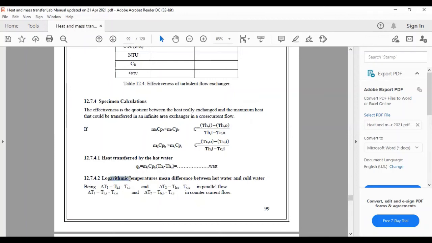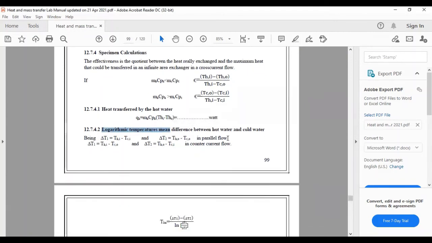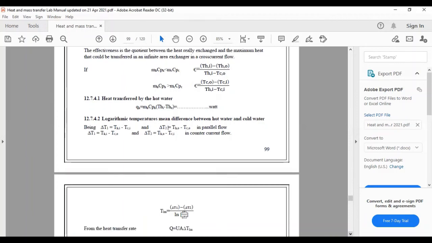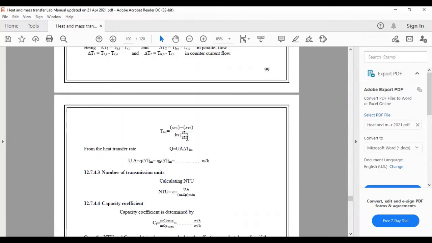Similarly, we will calculate the logarithmic mean temperature difference. I already have mentioned that in case of parallel flow, you will use this formula for delta T1, and this one formula is given for delta T2. Some parameters will change for the counter current flow. Some changes are for delta T1. For example, delta T1 for parallel flow is THI minus TCI, but for counter flow, this is THI minus TCO. Similarly for delta T2, and we will use these values of delta T1 and delta T2 divided by log of delta T1 over delta T2, and we will get this TLM or delta TLM.